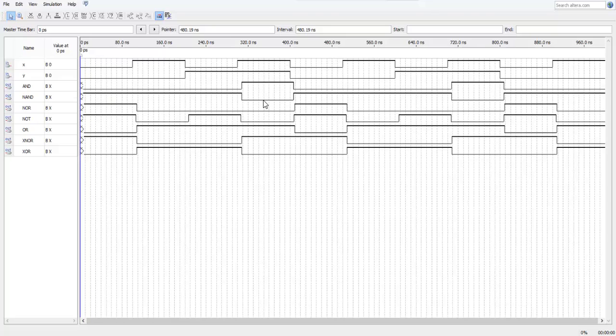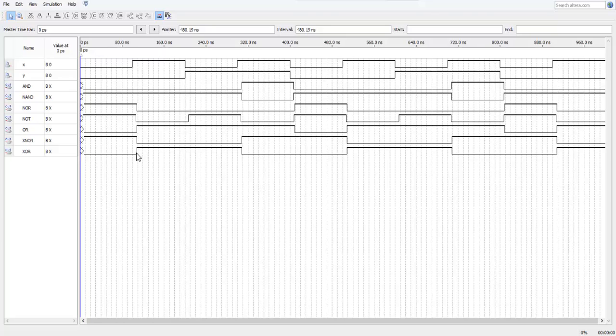Now, NAND is just an inverted AND. As you can see, where AND is off, NAND is on, and in places where NAND is off, the AND is on. Same goes for all the other gates like NOR and its original gate OR, which are inverted. This is just a NOT of X, which means that the input at X is just inverted at the output.